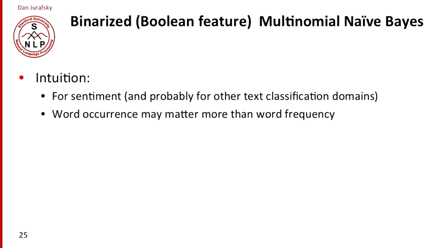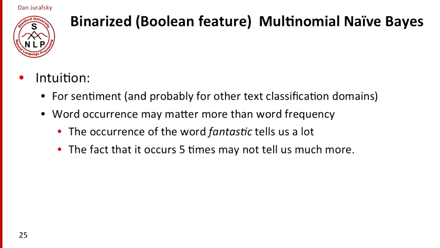For sentiment and other text classification tasks, we often use a slight variant of the naive Bayes algorithm called binarized or Boolean multinomial naive Bayes. And the intuition of this algorithm is that for sentiment and for other text classification tasks, we care more whether a word occurred or not than exactly what its frequency is. So, for example, the occurrence of the word fantastic tells us maybe a lot that we have a positive review, but fantastic occurring 3 times or 5 times may not tell us a lot more than just occurring once.